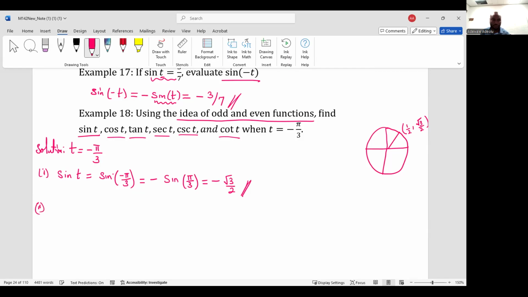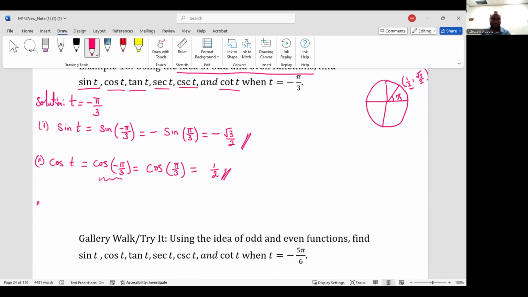Roman numeral 2. Cosine of t is the same thing as cosine of negative pi over 3. However, remember that cosine is an even function, which means this whole thing is the same thing as cosine of pi over 3 from the definition of even function. Now, what is the value for cosine of pi over 3? This is where we have pi over 3. The cosine here is 1/2. So, 1/2. Answer.